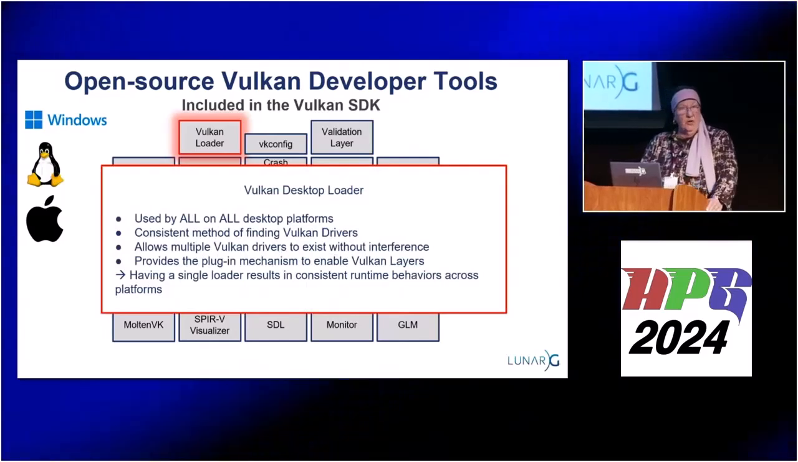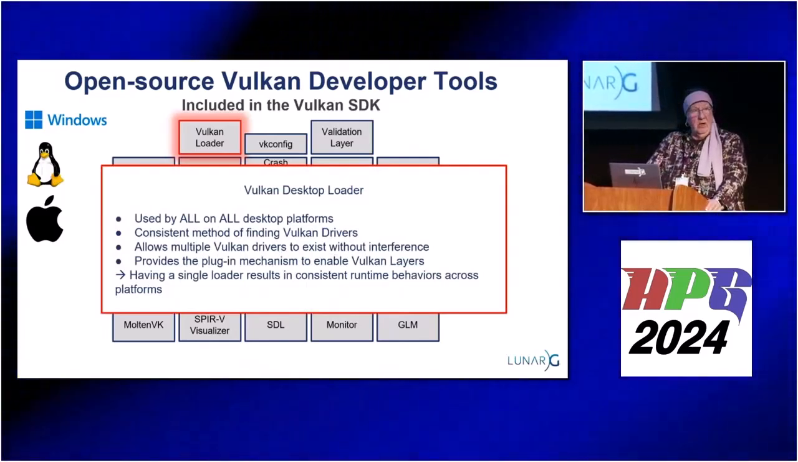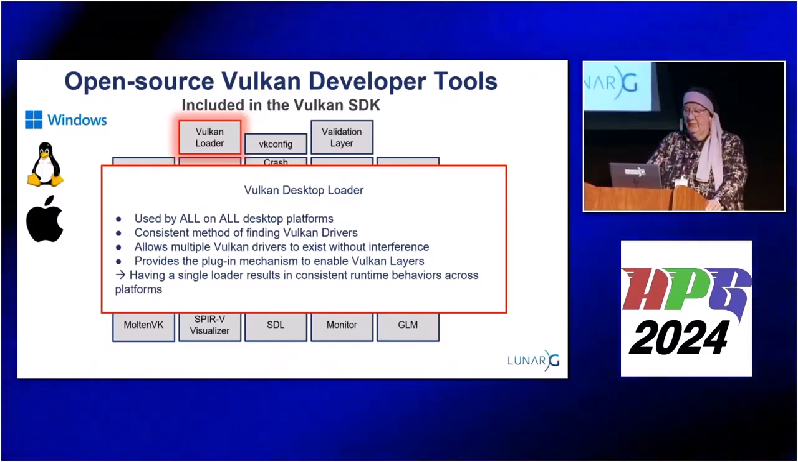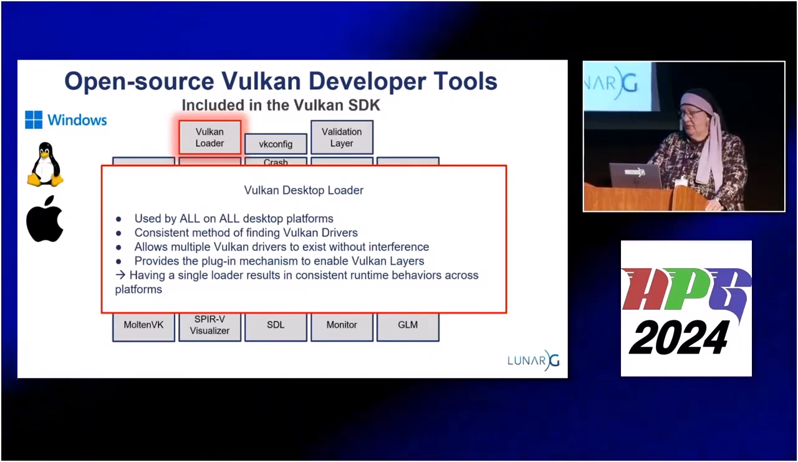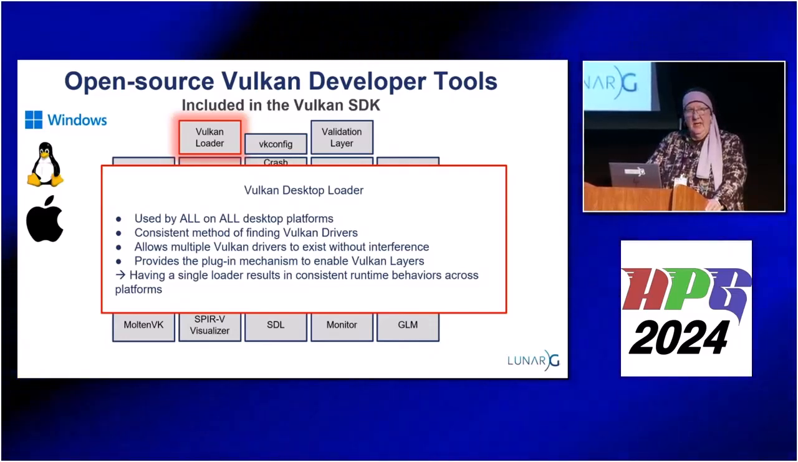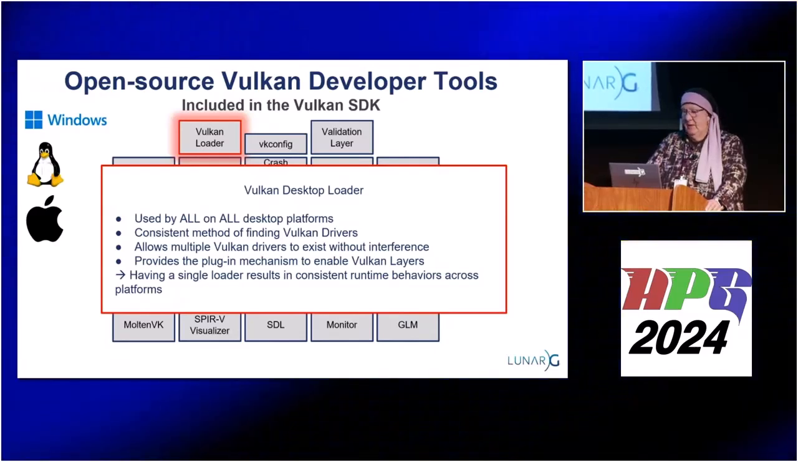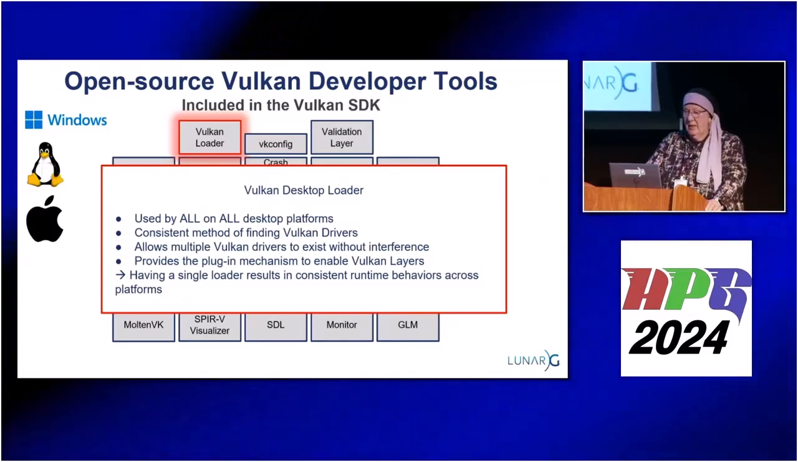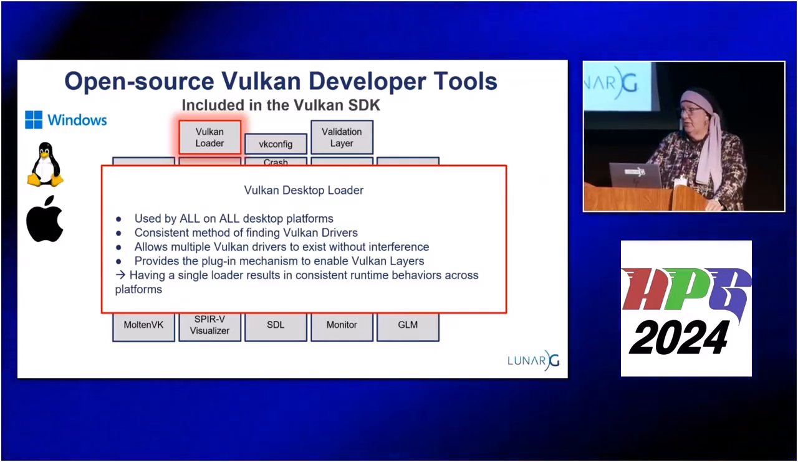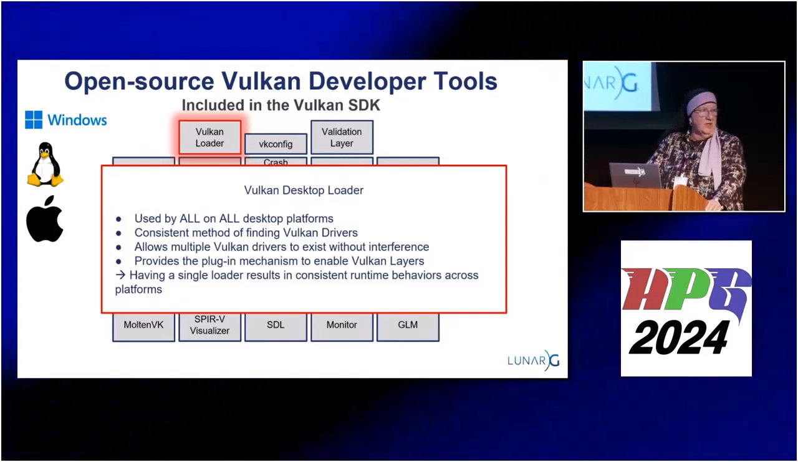So I mentioned the loader before. This loader is used on all desktop platforms, and it provides a consistent method of finding Vulkan drivers. It allows multiple Vulkan drivers to exist without interference, and it provides a plug-in mechanism to enable the Vulkan layers. And having a single loader used by all applications results in a consistent runtime behavior across platforms.